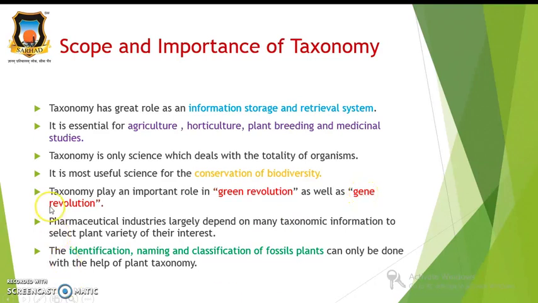The green revolution is also an application of biotechnology in food production. Next, pharmaceutical industries largely depend on taxonomic information to select plant varieties of their interest. The next is that the identification, naming, and classification of fossil plants can only be done with the help of plant taxonomy.